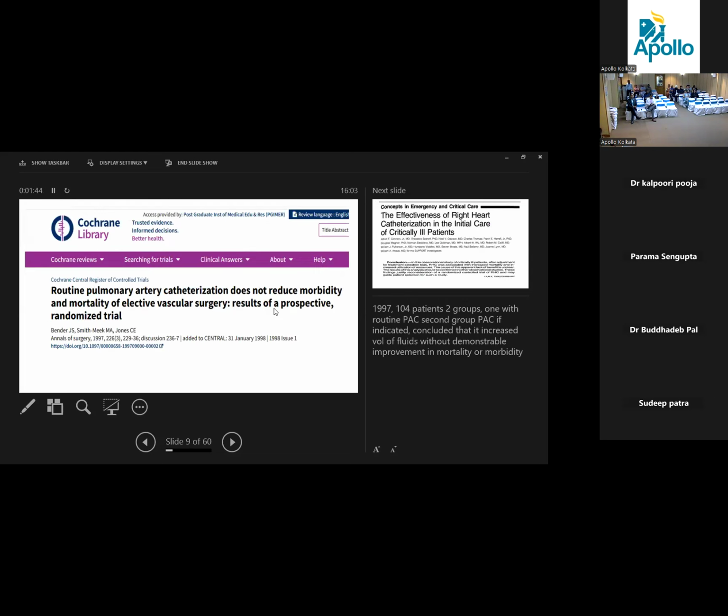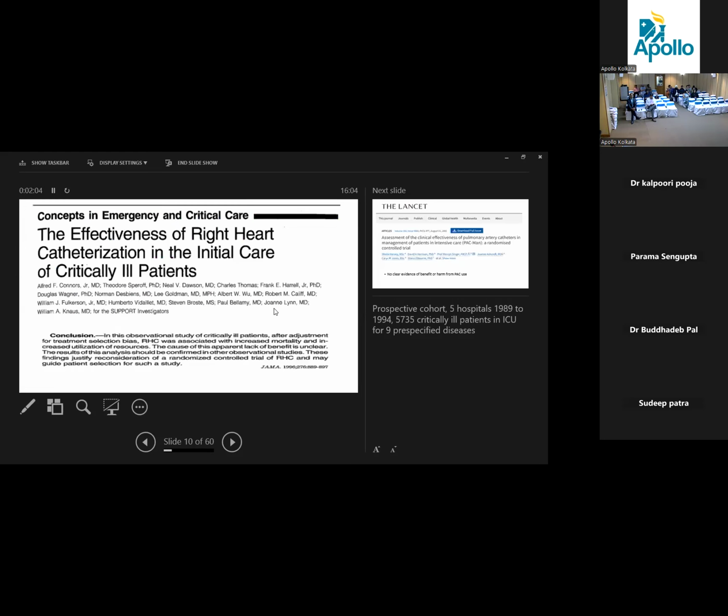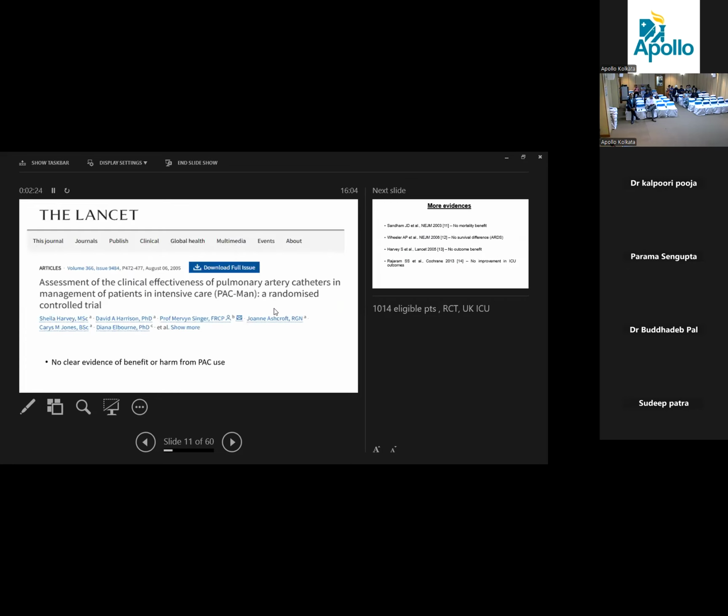Another study was a randomized controlled trial in which elective vascular surgeries were evaluated in two groups, patients with a PA catheter and without, and it was found that the PA catheter made no difference. Instead, it led to higher volume administration in surgical patients. The famous SUPPORT trial, conducted in 1996, studied the effectiveness of right heart catheterization in the initial care of critically ill patients. It concluded that there was increased mortality and increased utilization of resources, again speaking against PA catheters.